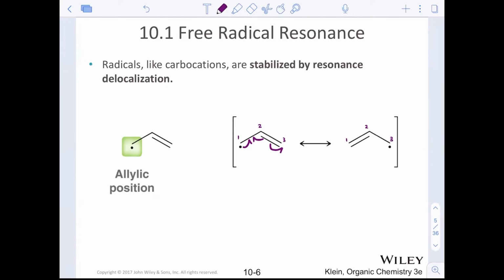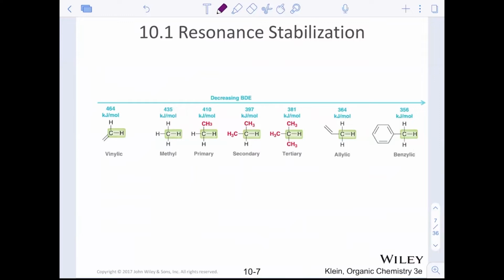So it is very important to be able to draw these resonance structures, as we see that resonance is the absolute best stability for a radical. We're looking at bond dissociation energies here. Now, what does decreasing bond dissociation energy mean?